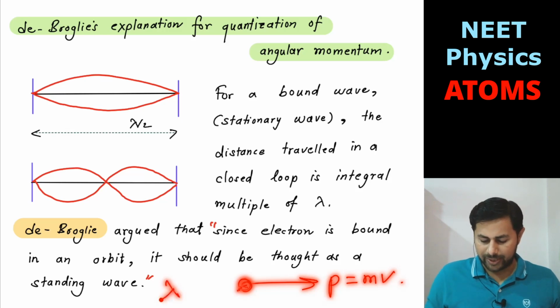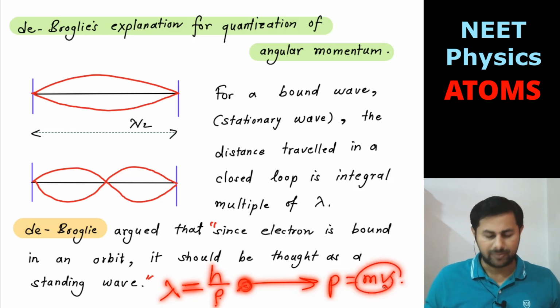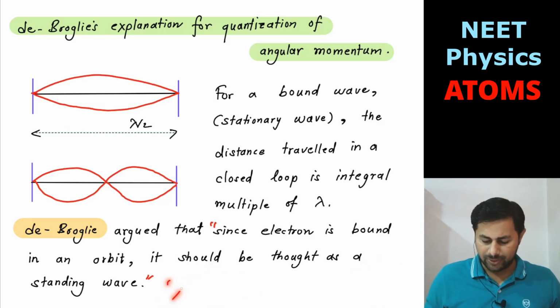And what will be the wavelength of that wave? So lambda is equal to h by p, Planck's constant divided by p. Here p is the momentum, right? Lambda is equal to h by p. This is de Broglie's hypothesis.